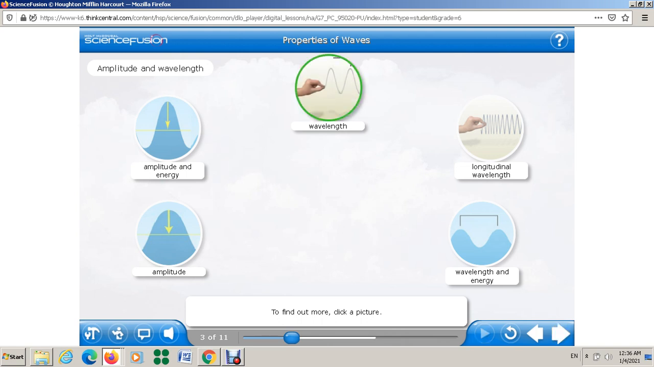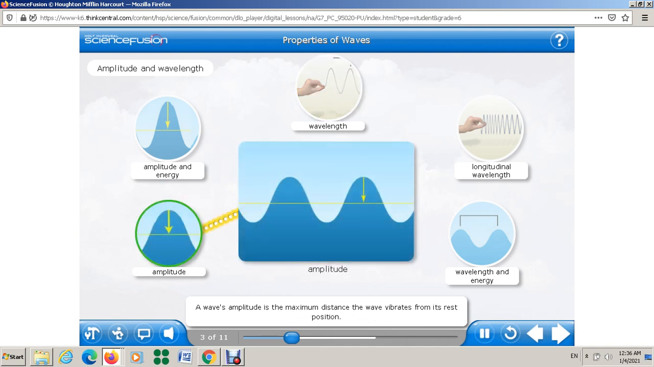Let's understand what the amplitude is first. A wave's amplitude is the maximum distance the wave vibrates from its rest position. The rest position is shown here with a yellow line. The height of a crest, or the depth of a trough, is the amplitude of a transverse wave.